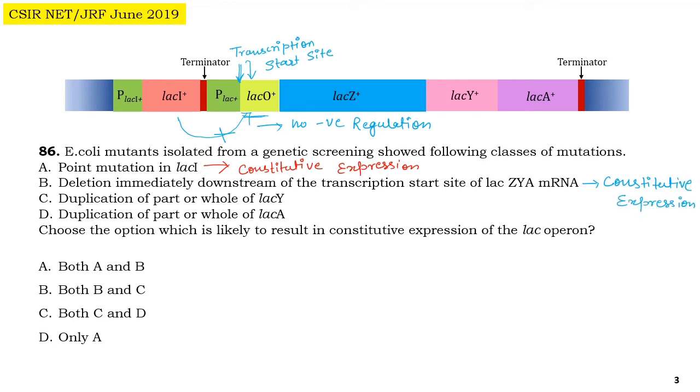In C and D it is showing that if in LAC-Y and LAC-A, a part or the whole gene is duplicated, will this lead to constitutive expression of lac-operon? So no, if a gene is duplicated, its product formation rate will increase, the expression of its product will increase, but it will not lead to constitutive expression of lac-operon. So these two conditions will not show any constitutive expression. Now looking at the whole discussion, we can understand that in case of A and B classes of mutation, there will be constitutive expression of lac-operon.